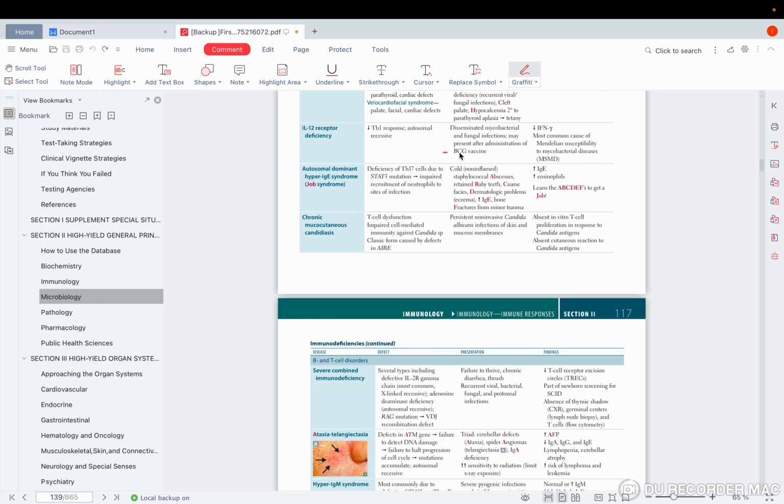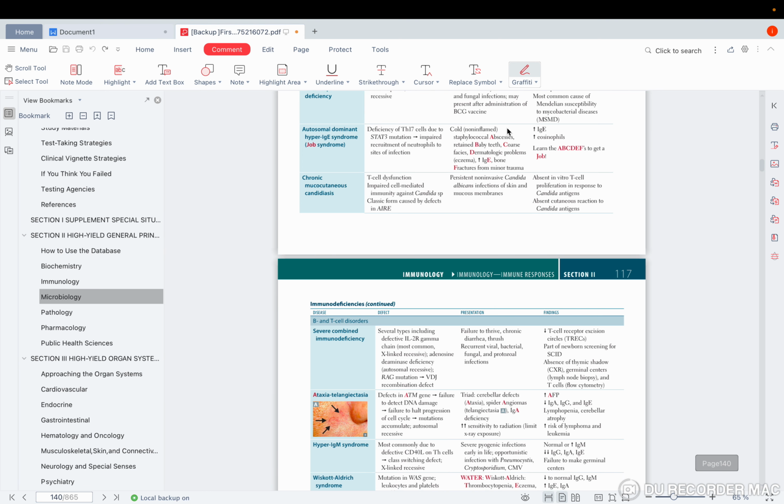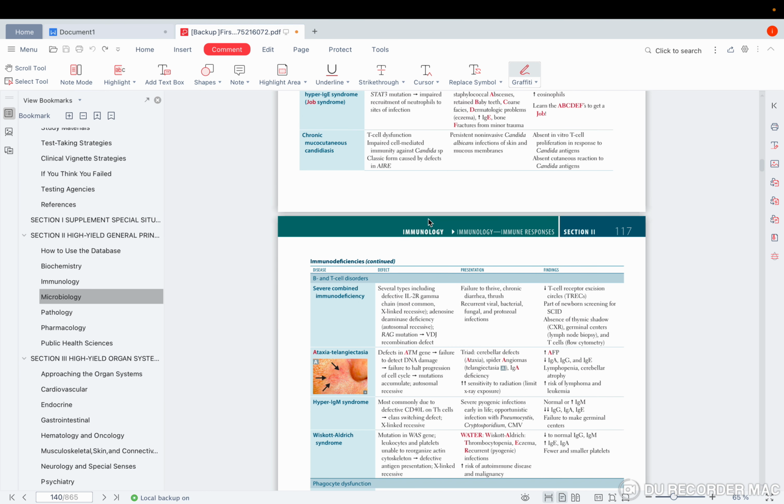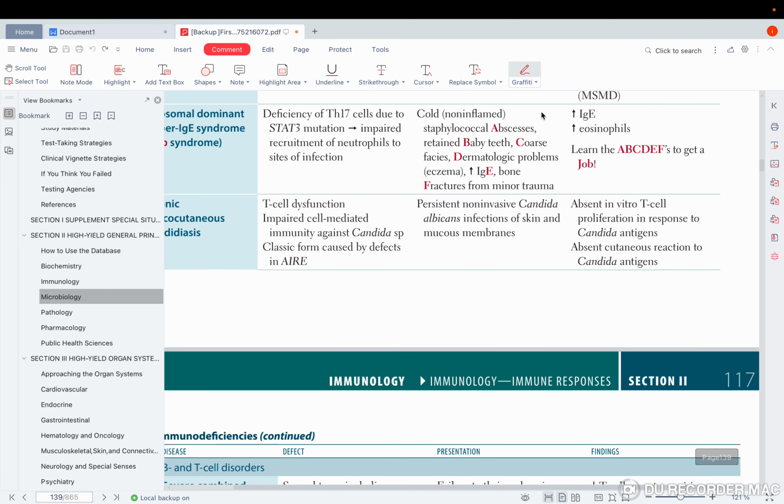The vaccine is a live vaccine, which means the moment you give it to the body, he doesn't have interleukin 12. It will become a disseminated TB. So it's funny, because you give them the vaccine, but you are actually giving them the disease, so they get sick. And the next thing, if we speak about Hyper IgM syndrome, they love it, you know that.